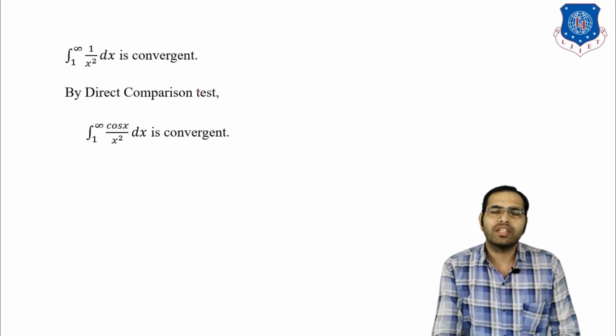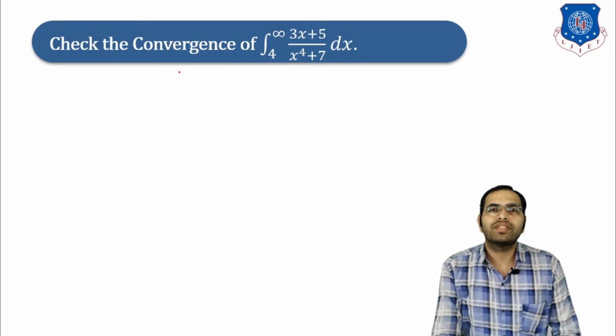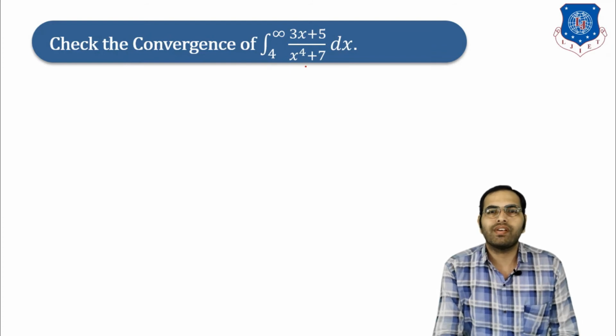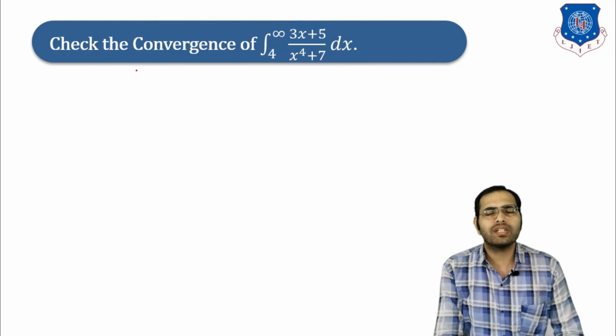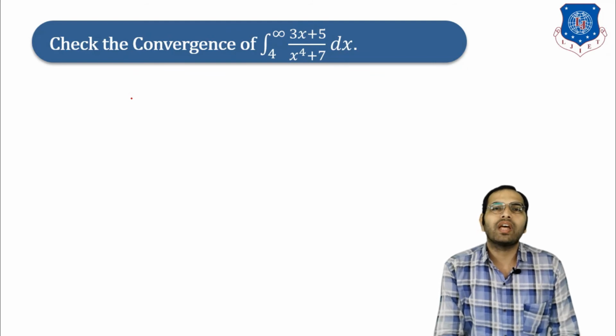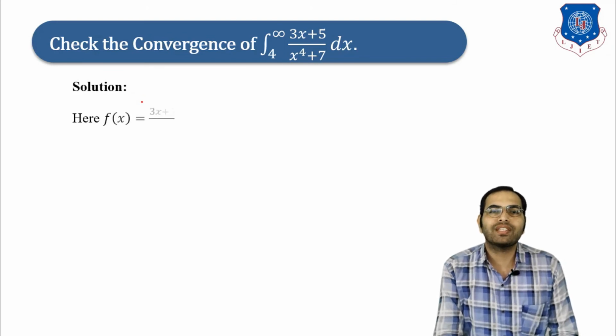Let's check out one more example. Check the convergence of the integral from 4 to infinity of 3x plus 5 upon x raised to 4 plus 7 dx. Here our function is continuous everywhere. The upper limit is infinity, so it is of type 1. If it is a type 1 improper integral, then we apply the comparison test. Here f of x equals 3x plus 5 upon x raised to 4 plus 7, and we have to find g of x.